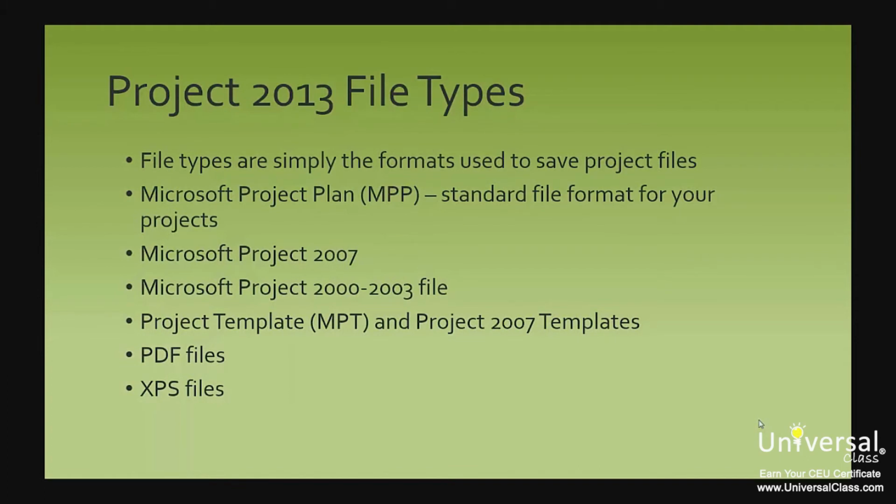Project 2013 supports numerous file types. You can open and save aspects of your project in the following formats. However, some formats are only allowed to save information contained in project fields. Microsoft Project Plan, or MPP. This is the standard file format for your projects. It uses the .mpp extension.